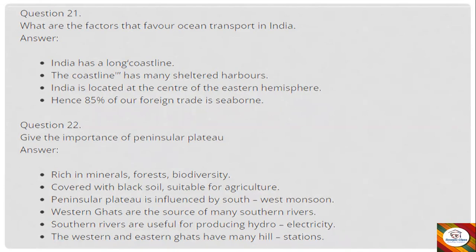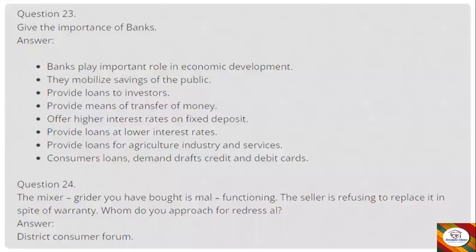Answer: rich in minerals, forests, biodiversity. It's covered with black soil, suitable for agriculture. Peninsular plateau is influenced by southwest monsoon. Western Ghats are the source of many southern rivers. Southern rivers are useful for producing hydroelectricity. The western and eastern Ghats have many hill stations. Next, question 23. Give the importance of banks.